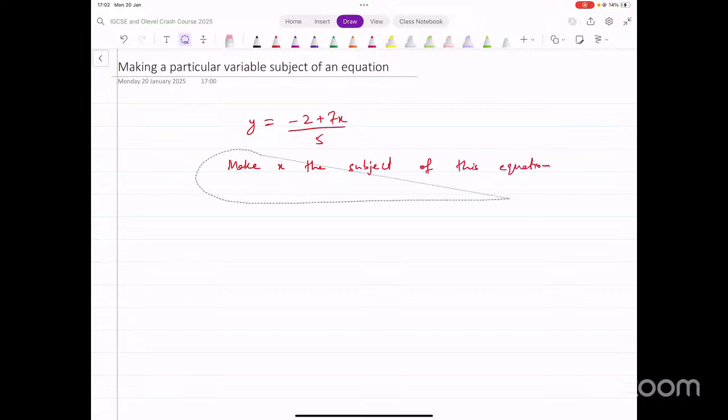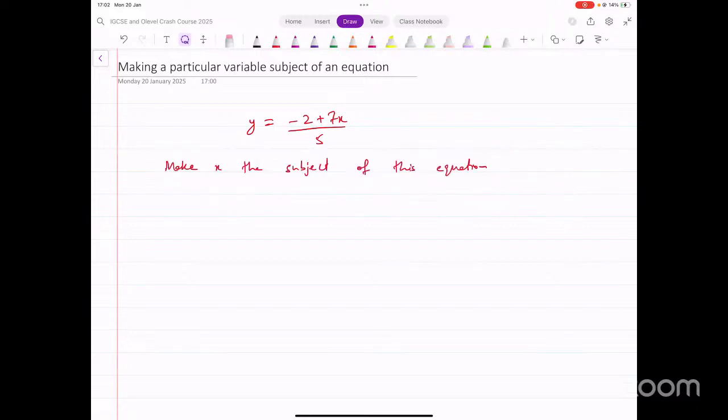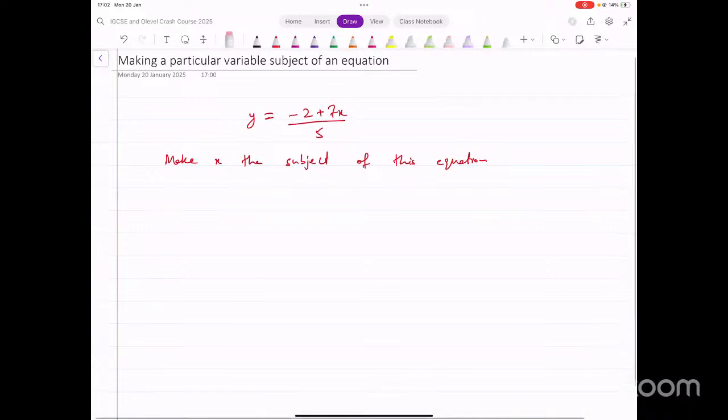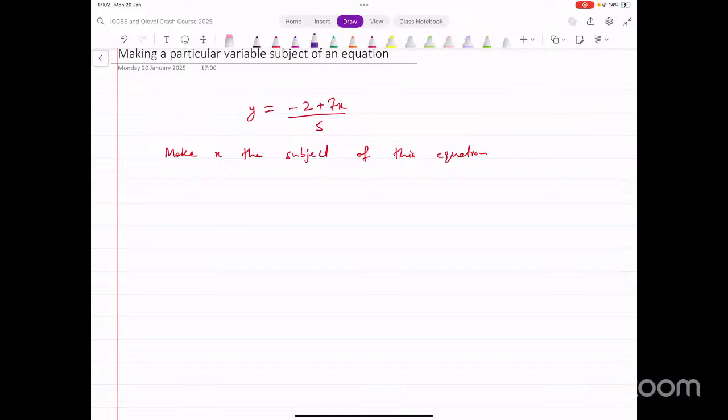Okay. Now, the idea is you want to isolate this x, take it to one side of the equation and everything else to the other side of the equation. Now, how is that going to work? First of all, you can simplify this by getting rid of the fraction in this case. You've got 5 here, multiply that on the left side. What does that give you? That gives you 5y. On the right side, you have -2 plus 7x.